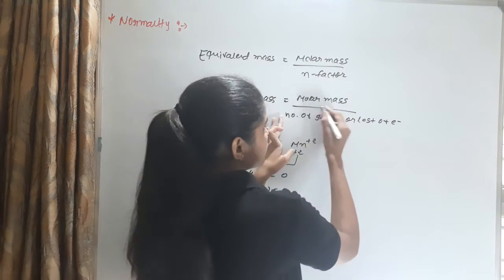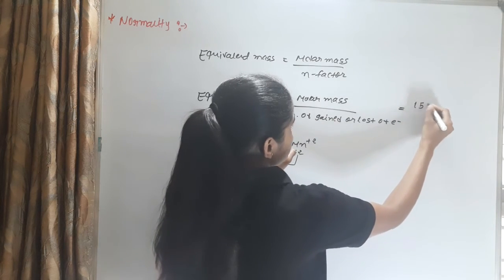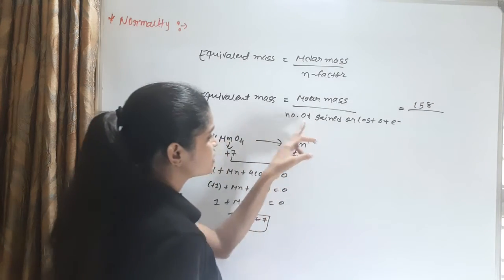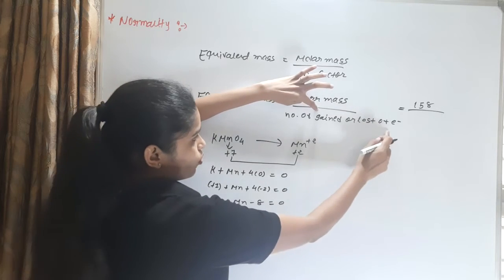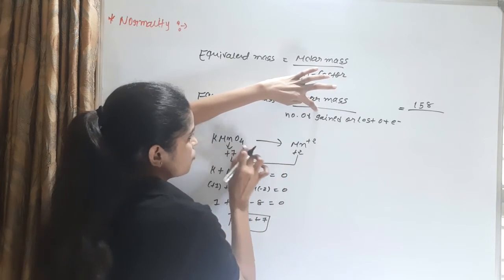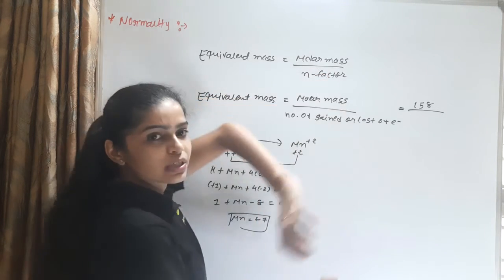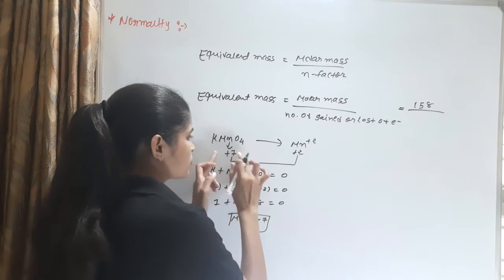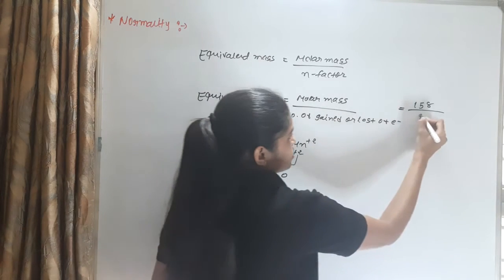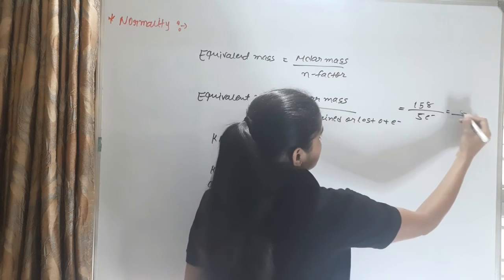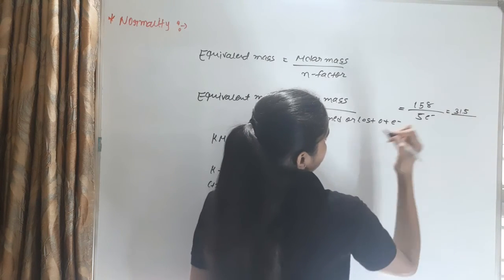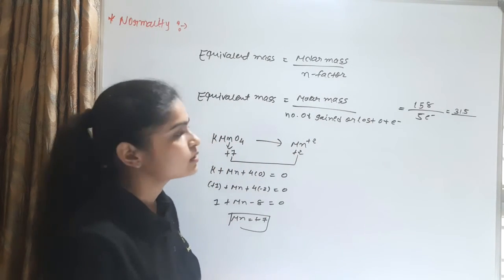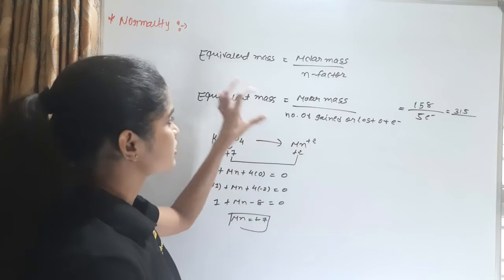That way we find that the molar mass of KMnO4, 158, is divided by the number of electrons gained or lost. In this KMnO4, the number of electrons gained is 5. So it's converted from plus 7 to plus 2, divided by the 5 electrons. Its answer is 31.5. That way we find the equivalent mass of an oxidizing and reducing agent.